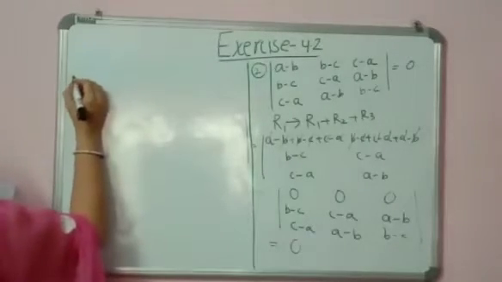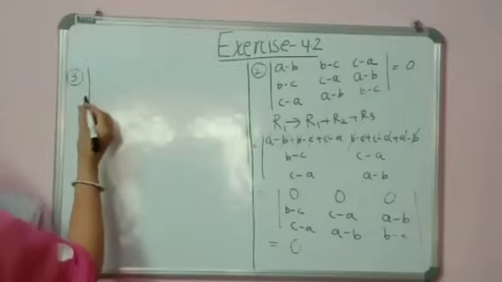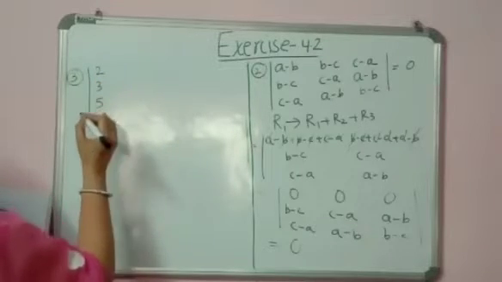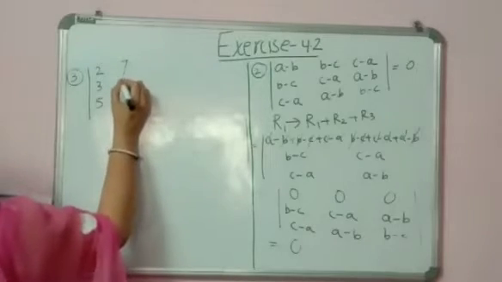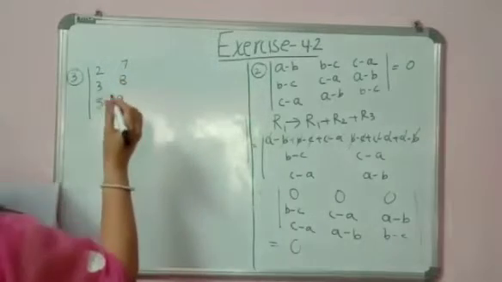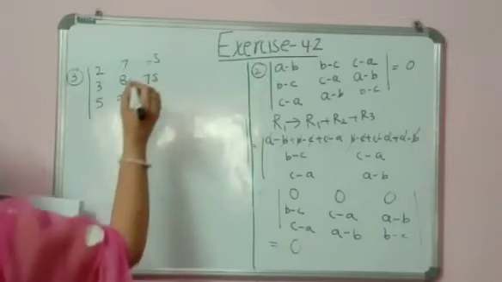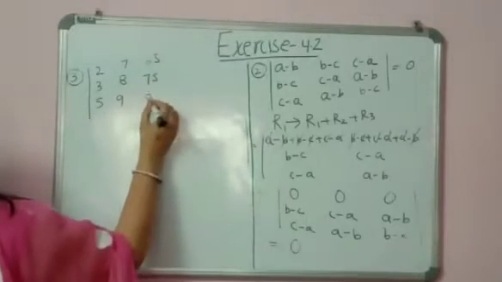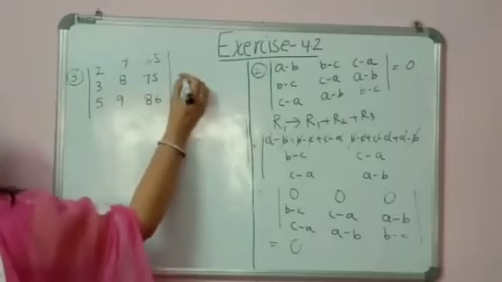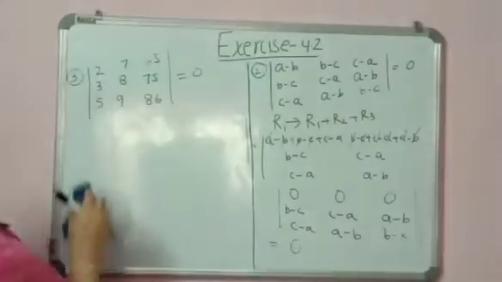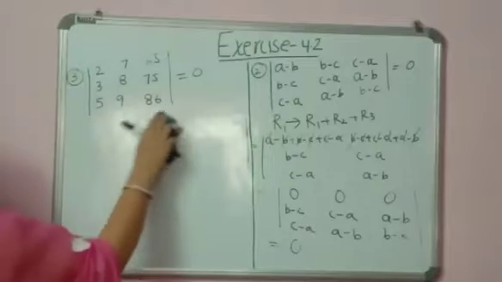Now question number 3 is 2, 3, 5, 7, 8, 9, 65, 75 and 86. So again you have to prove this equal to 0. So this is a different type of problem.